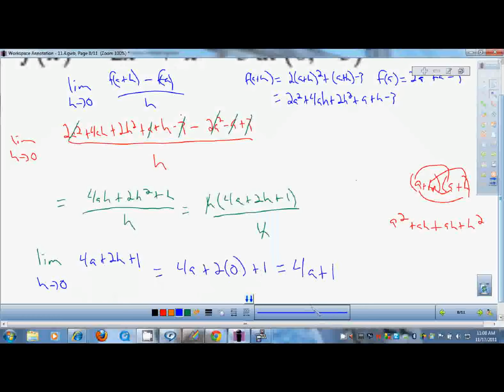You're right, and there's your function. That is your f prime of x. Your derivative, your equation for the slope, is now 4x plus 1. You plug in 0 for every h. Essentially, you just punch x in for a, boom, there's your equation. That should say f prime of x.